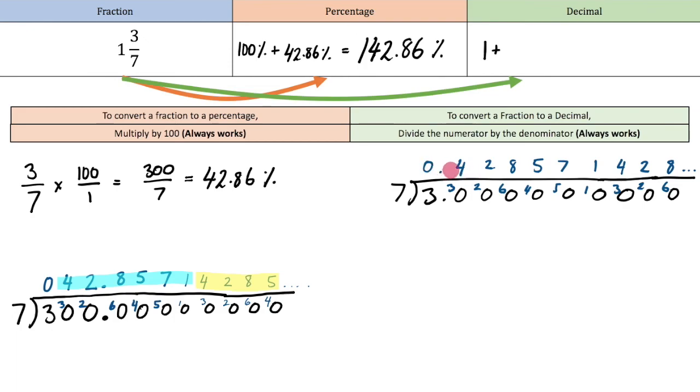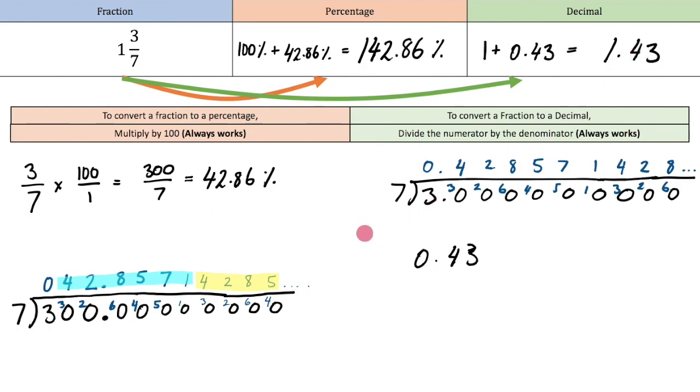So if I have 0.4285, I'm just going to round that to 2 decimals. So 0.428 will become 0.43. I'm going to go 1 plus 0.43, which is going to be equal to 1.43. So I've just rounded it to 2 decimals just to make my life a little bit easier. So there is my decimal.